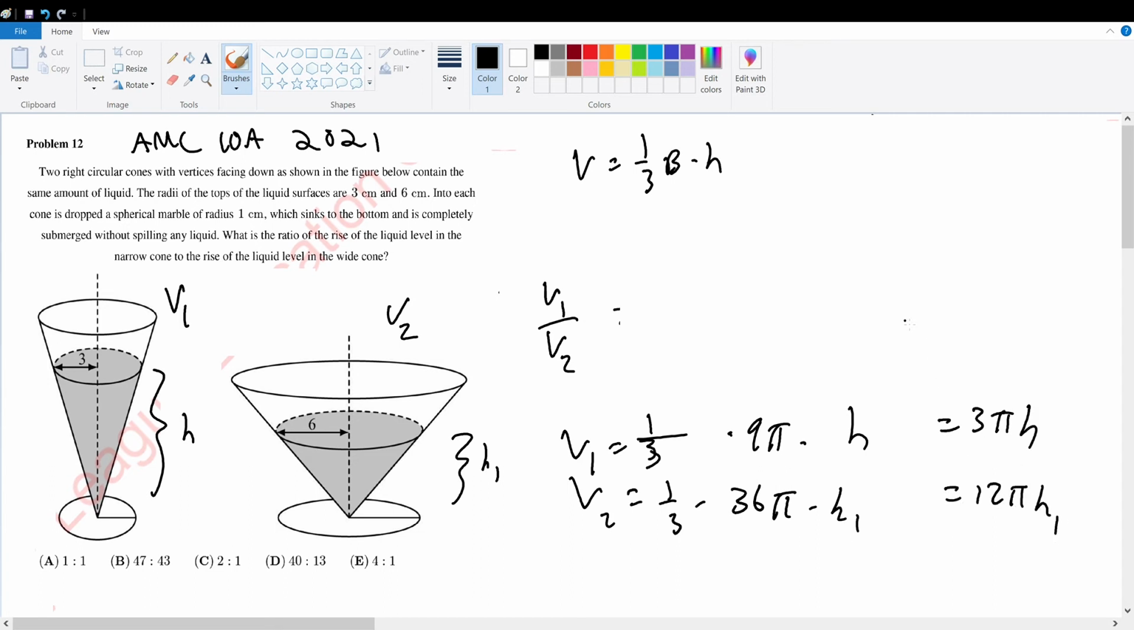So to establish a proportionality between V1 and V2, we get h over h1 times 4. So therefore, the volumes between V1 and V2 will be 1 to 4. So therefore, we can establish proportionality as 1 to 4, as so. Now, given 1 to 4, what can we say if we drop a sphere into this mix?